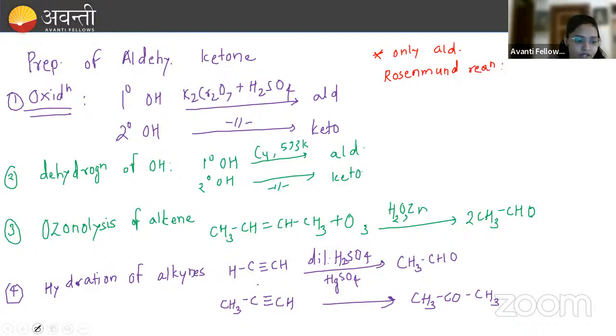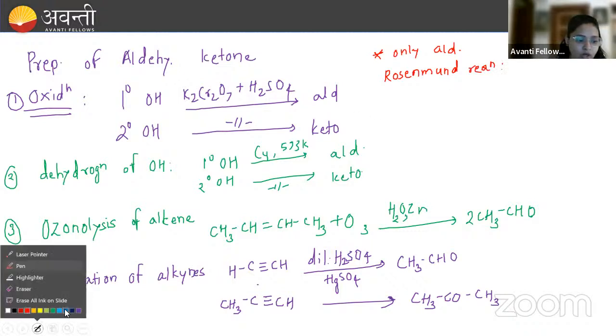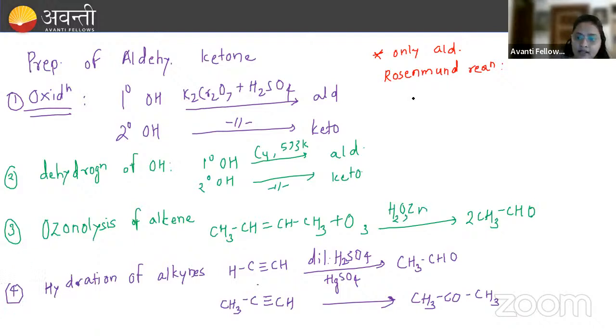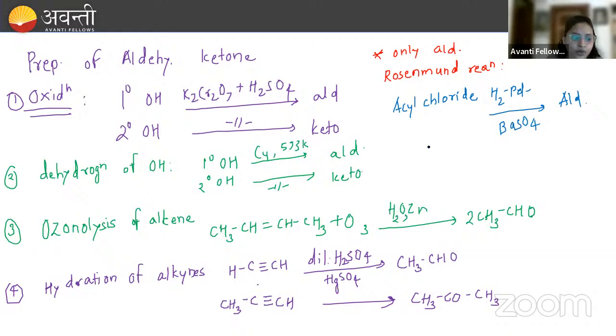Okay, Rosenmund reaction. So here, what is this reaction? When acyl chloride undergoes reduction, that is H2/Pd, it gives us aldehyde. BaSO4, get aldehyde. So this is a very, very important reaction. Here we only and only get aldehyde.